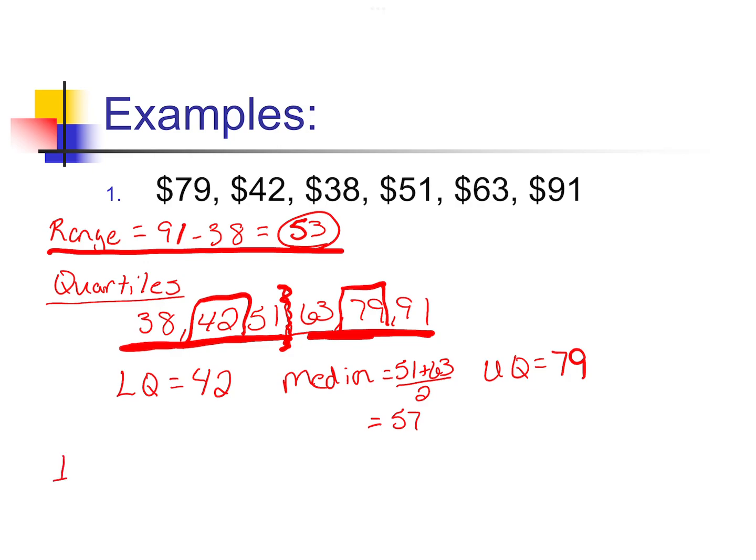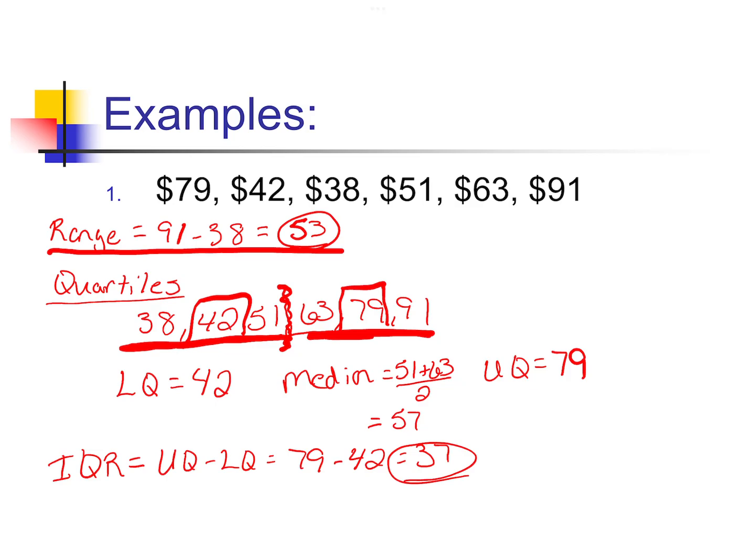And then our interquartile range. We subtract our upper quartile. So remember, it's our upper quartile minus our lower quartile. So this would just be 79 minus 42, which is 37.